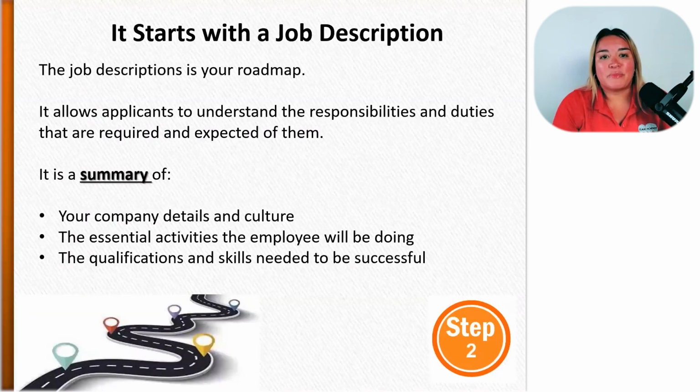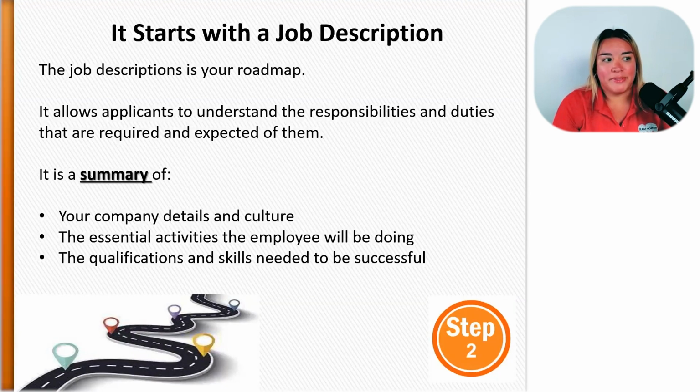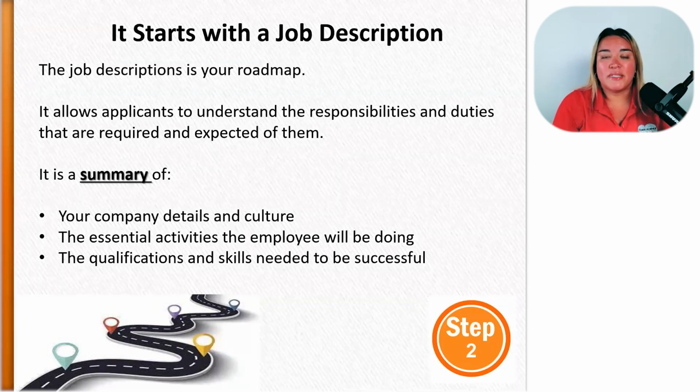The very first step in this process is a job description. We're going to think about this as a roadmap. A job description allows applicants to understand the responsibilities and duties that are required and expected of them. It is a summary of your company details and culture, what makes your company unique, what it is that you do, and what your mission is. It's going to go over the essential activities that the employee will be doing. So what is this person being paid to do 40 plus hours a week? And the qualifications and skills needed to be successful.